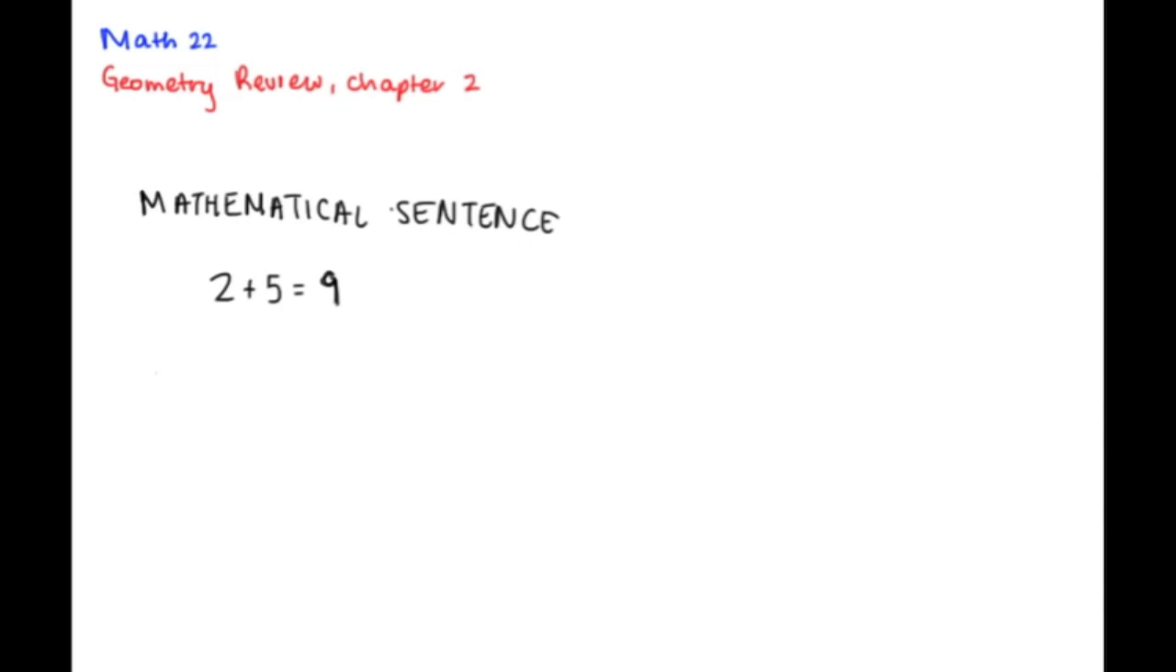Another sentence, it doesn't have to be just numbers and symbols. It can be, today it is Sunday. You can determine if this is true or false. Well, in my case, today it's Saturday, so it is, again, false. But if it was Sunday, then I would say it was true. And if I can say if it's true or false, then it's a mathematical sentence.